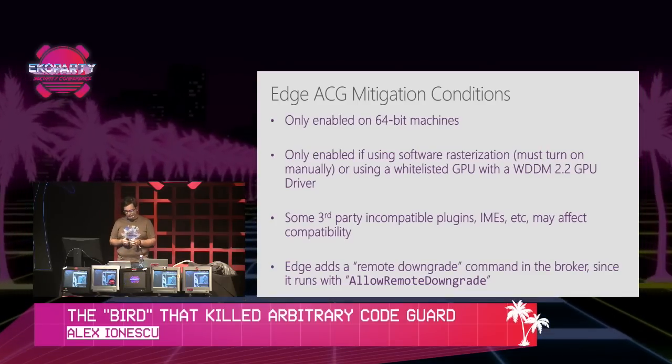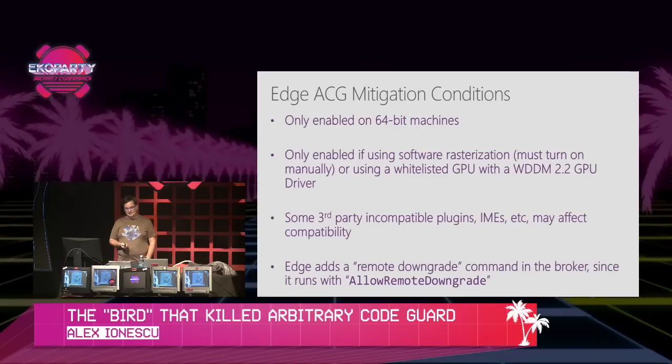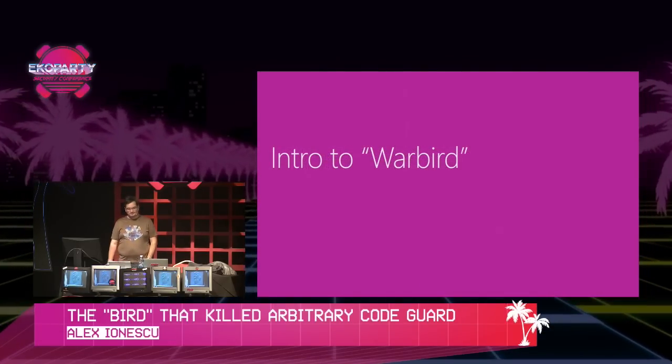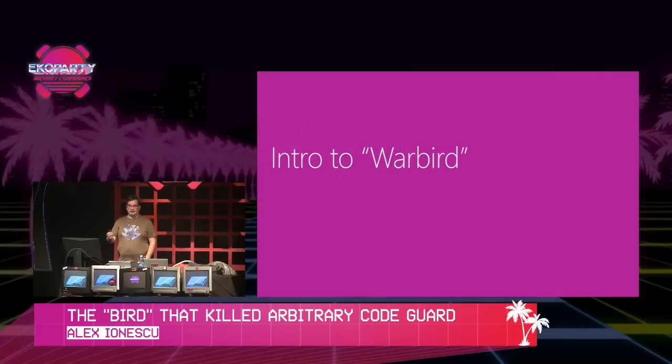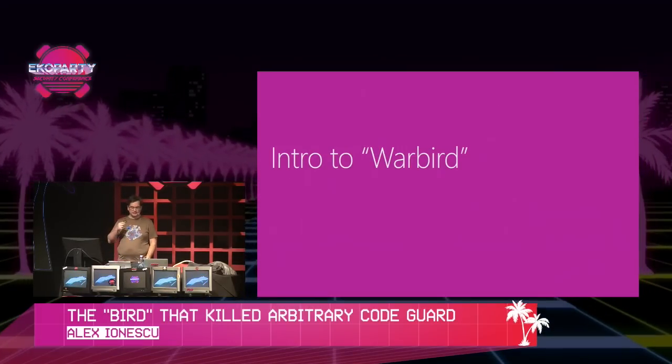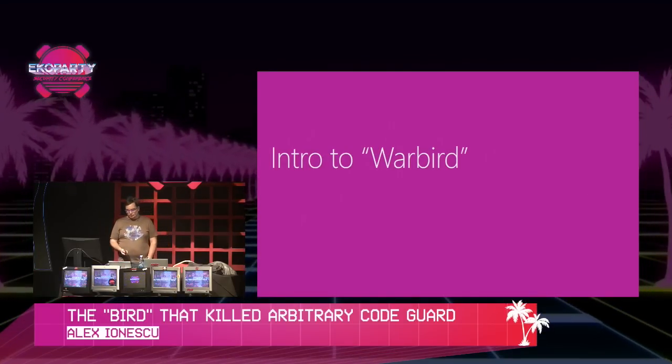But we're not here to talk about remote downgrades, just wanted to give you all the information on how ACG works today. All right, so that's Arbitrary Code Guard. That's what it's meant to do, and Edge and the Microsoft PDF Reader and lots of applications now have this. What does this have to do with Warbird?